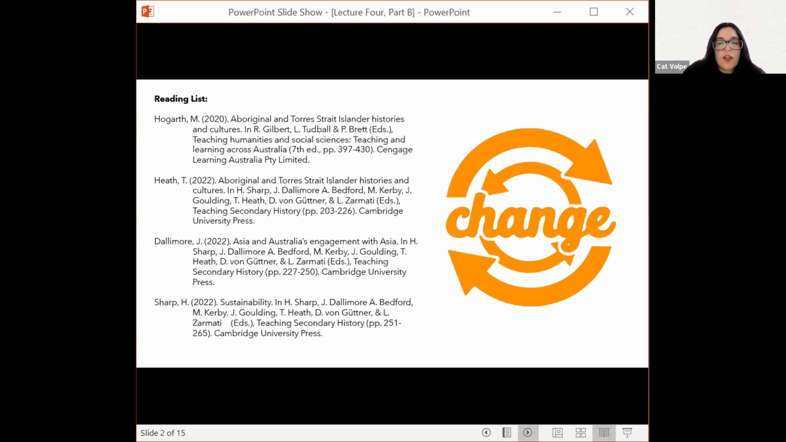The readings for this week are a little bit different for both groups. Those of you who are in the primary unit will be just looking at the first reading from the Gilbert textbook. Those of you who are in the secondary unit will be looking at all 4 readings on the screen here. So the Gilbert reading, in addition to that, you will also be reading 3 chapters from the Sharp textbook, where we look more specifically at the cross-curriculum priorities in history.